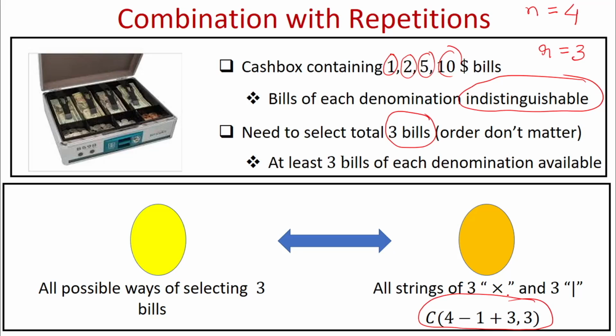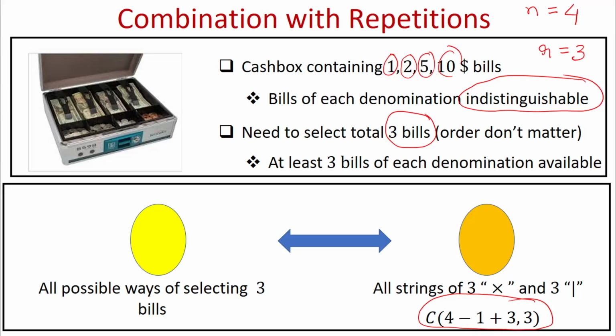Why? Because your string is of length 6 and you have to choose three positions where the cross has to appear. Once you decide the three positions where the cross is going to appear, automatically at the remaining three positions the vertical line will be present. So you don't have to worry about the positions where the vertical lines are going to appear. Once you have chosen the three positions where the crosses are going to appear, the remaining things are automatically frozen for the vertical line to appear.